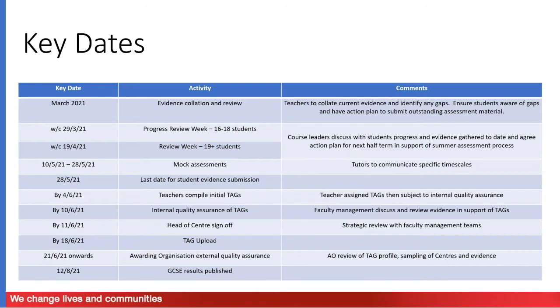from the 21st of June, and then that's where they are able to review the teacher assessed grade profile. There'll also be sampling of centres and also the evidence that has gone towards those teacher assessed grades. And then at the end of that process, you'll get the grades. So 12th of August is when the GCSE results will be published. Can I have the next slide, please?